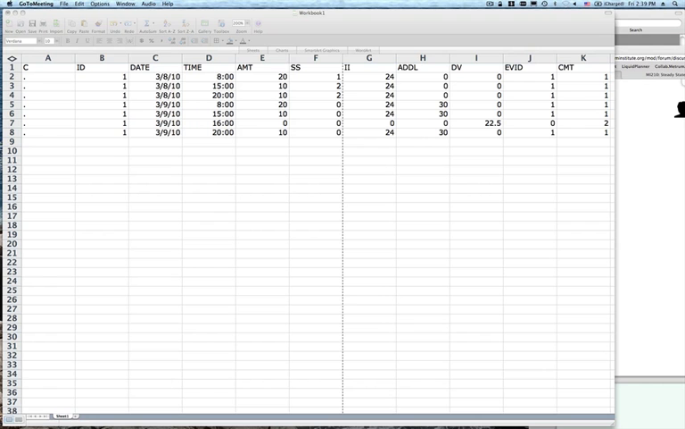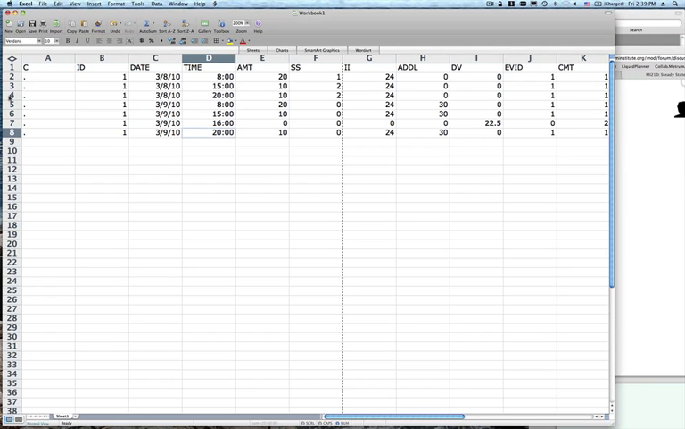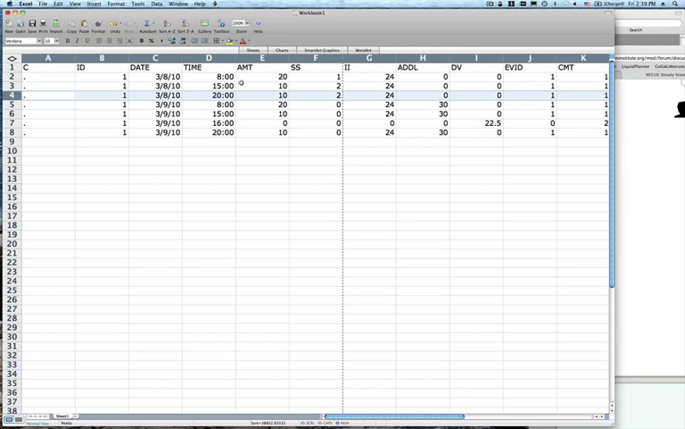Okay, there's another question here. Why SS2 instead of SS3 in row 4? SS2 is what's required for superposition of steady state. Okay, so you can have multiple SS2s here. Each one adds to what was present in the prior row. SS1 is a steady state which wipes out the entire system.